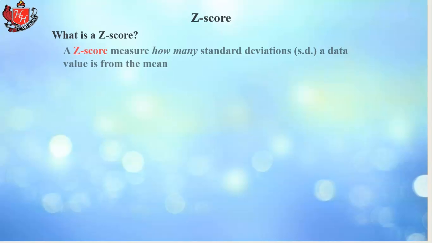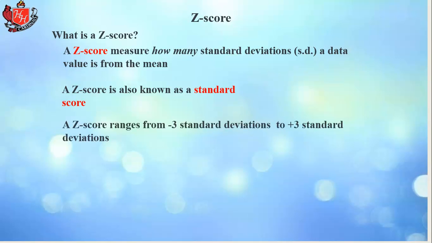So what is a z-score? A z-score measures how many standard deviations a data value is from the mean. A z-score is also known as a standard score, although we never call it that in this class. And a z-score ranges, at least in this class, from -3 standard deviations to +3 standard deviations.